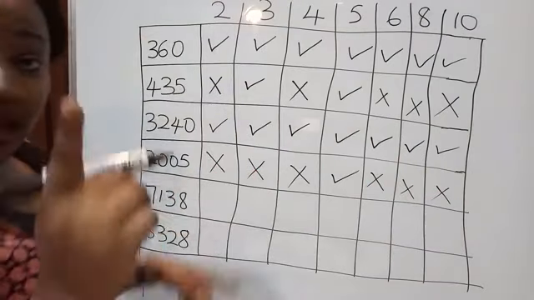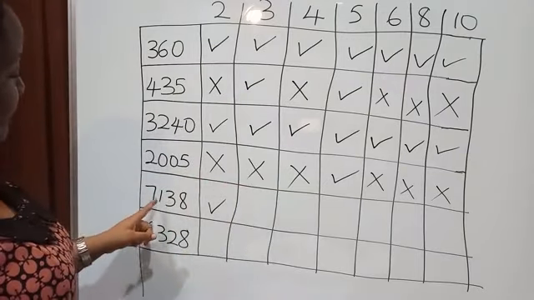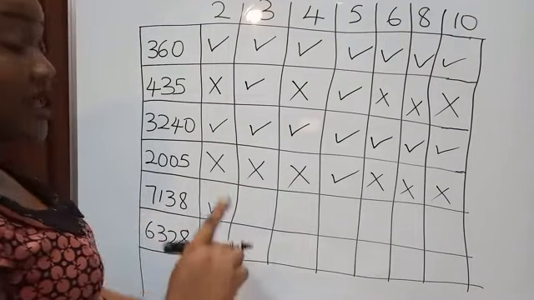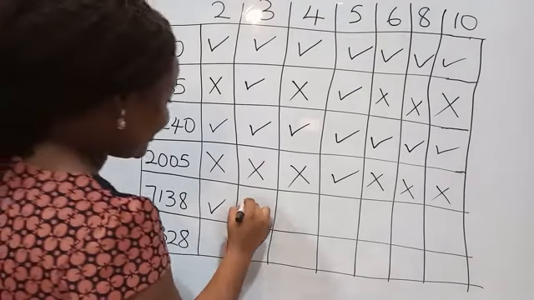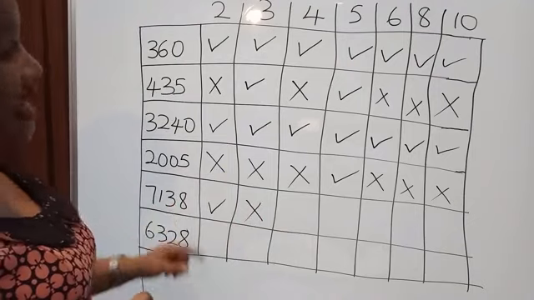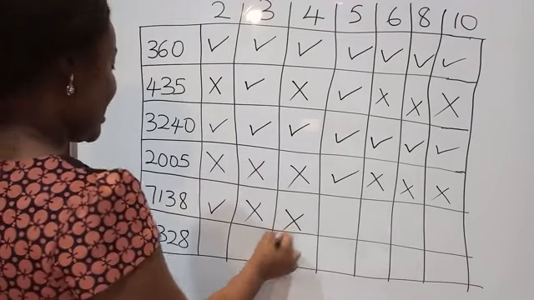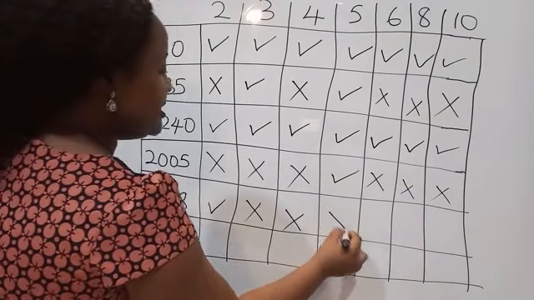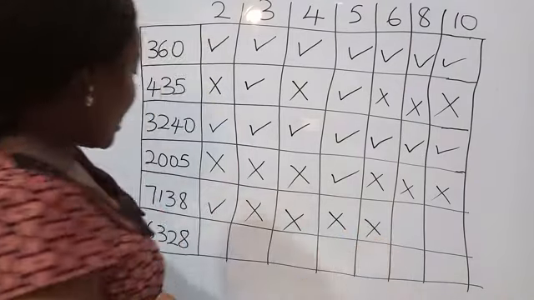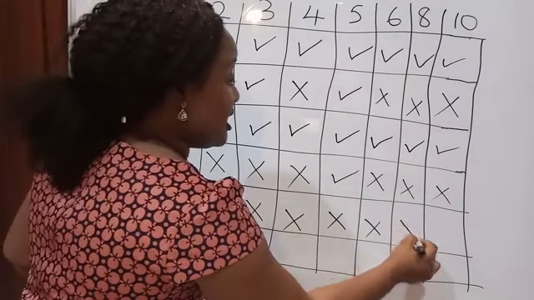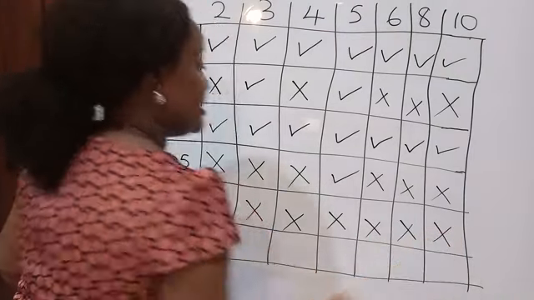So you have 7,138. Let's see. 2 is making it because it ended with 8, which is an even number. 3, let's find out for 3. You have 7 plus 1, 8. 8 plus 3, 11. 11 plus 8, 19. Nah, it's not working. Let's see, 4. 38 is not a multiple of 4, so 4 is not working. Let's see, 5, not working. It didn't end with 0, it didn't end with 5. 6, not working because 3 didn't work. 8 won't work because 4 did not work. 10 won't work because it didn't end with 0. So that's it.